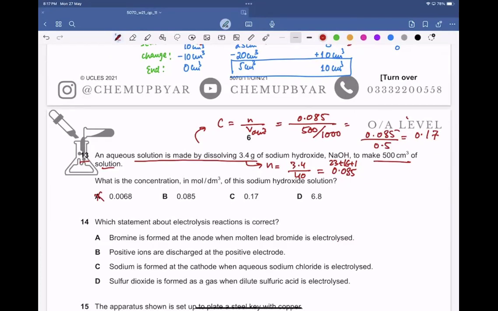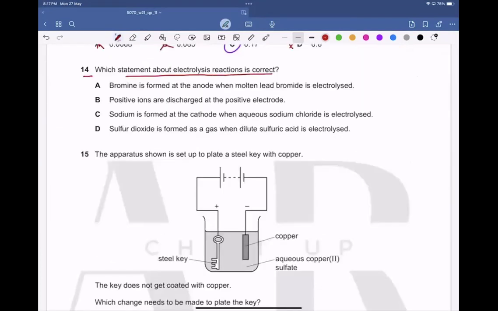Yes, thank you, Mustafa. Which statement about the electrolysis reaction is correct? Bromine is formed at the anode when molten lead bromide is electrolyzed. Yes, because the anion moves to the anode, and it's molten, so only bromide is the anion. Positive ions are discharged at the positive electrode. No, they discharge at the negative electrode.